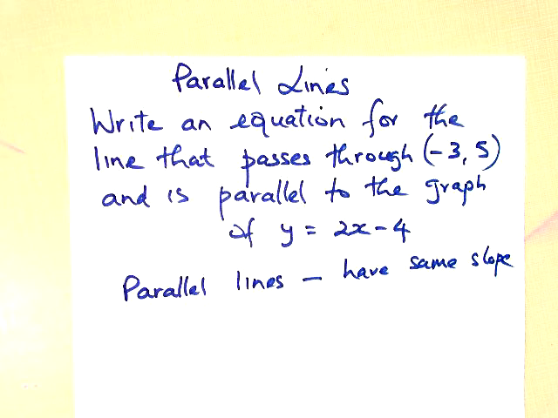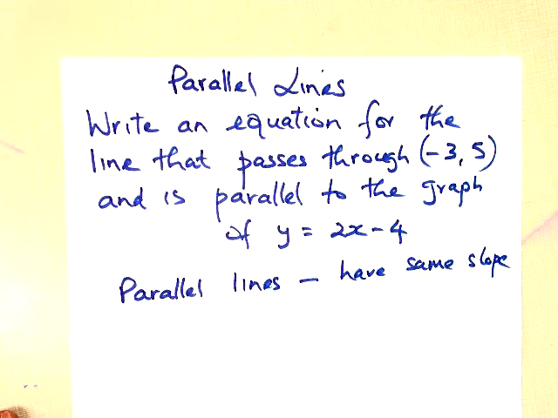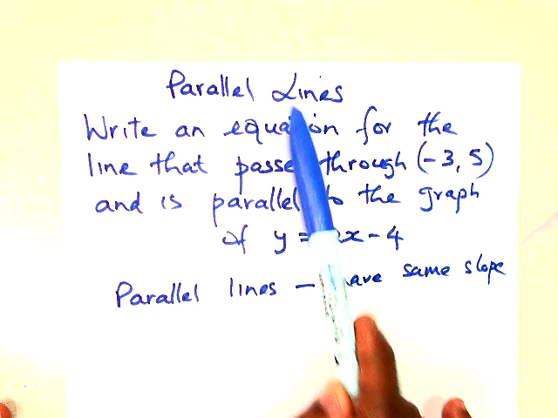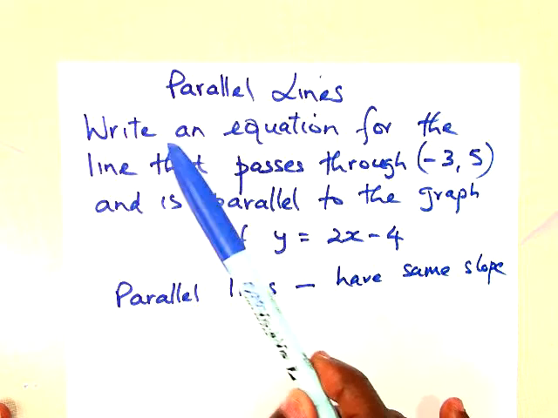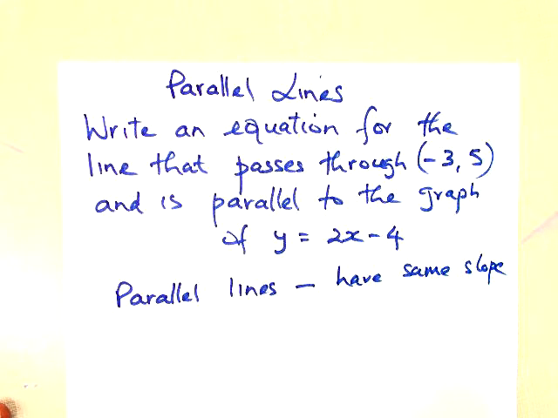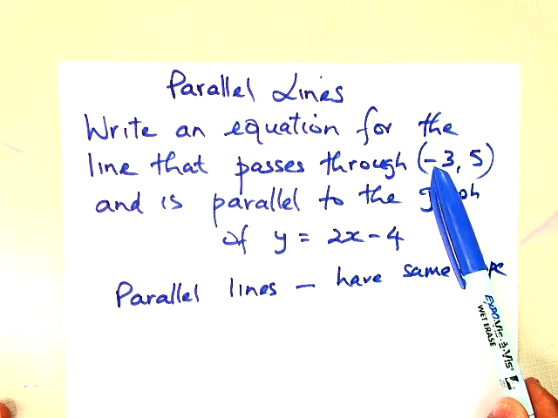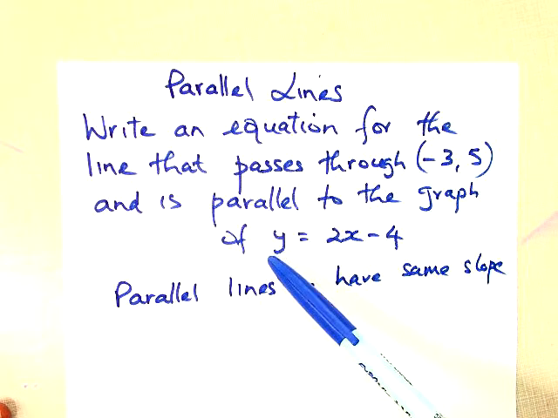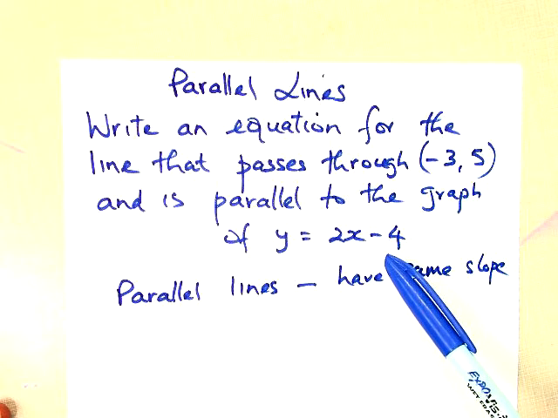In this lesson, we will learn to write an equation for parallel lines. The problem is: write an equation for the line that passes through (-3, 5) and is parallel to the graph of y equals 2x minus 4.